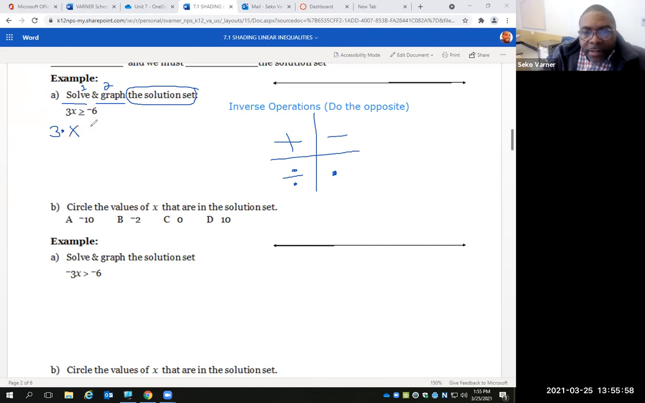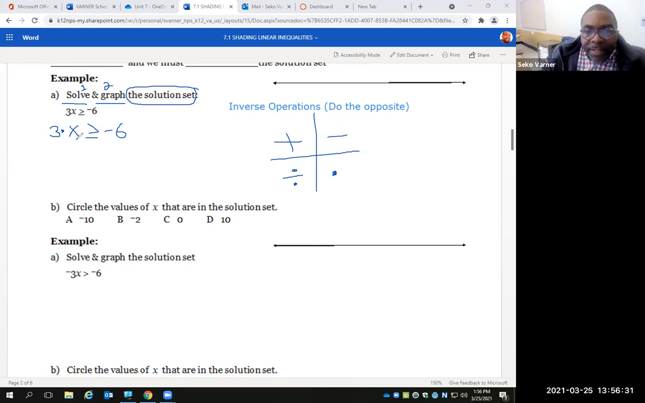3 times x is greater than or equal to -6. So what's the opposite, the inverse of this times operation? The operations are plus, minus, times, divide. Let's do the operations backwards: divide, times, minus, plus. So we're going to do the inverse or the opposite.